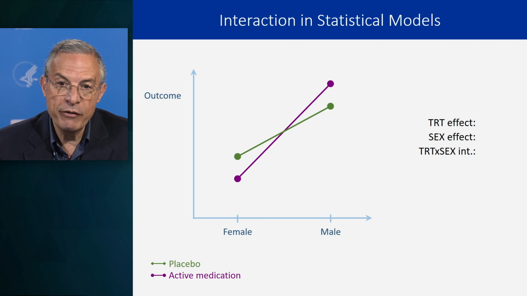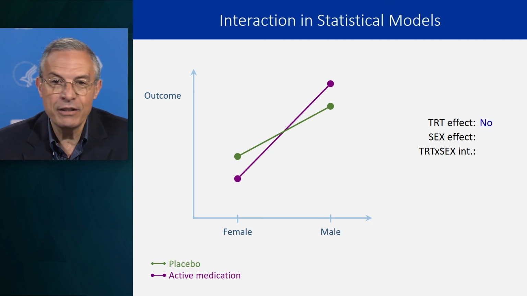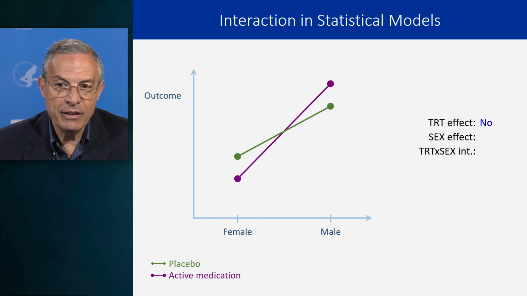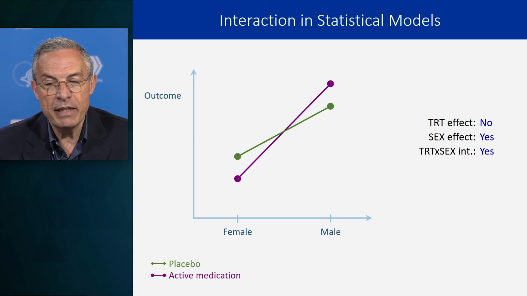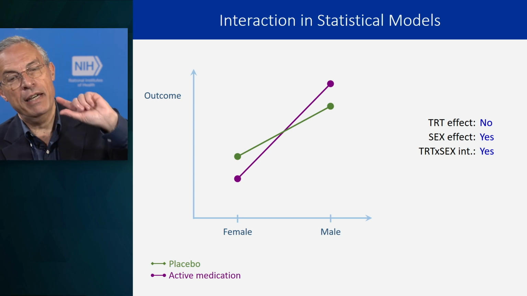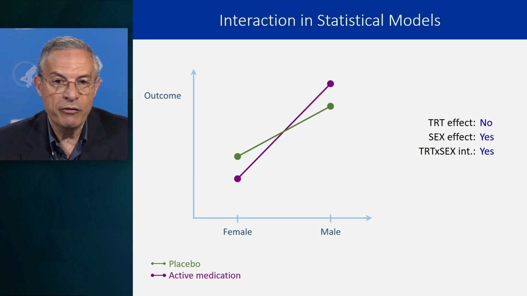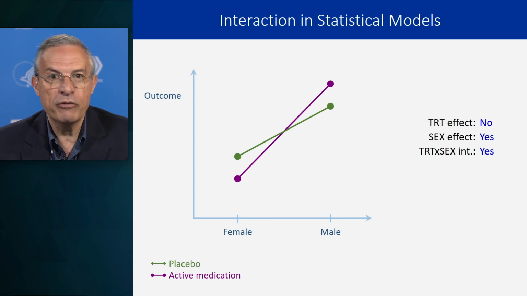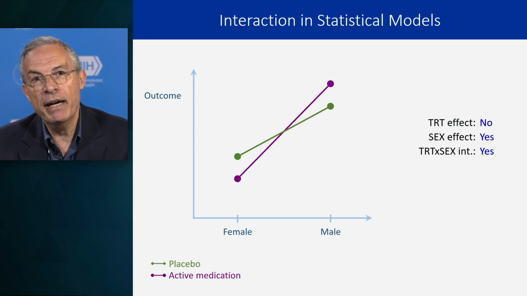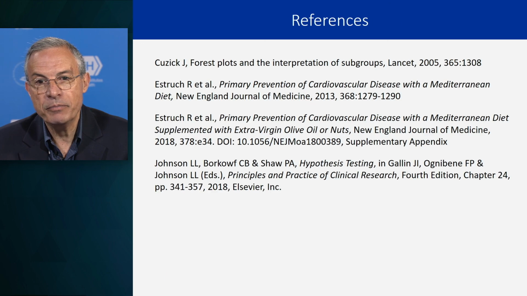Is there a treatment effect? No, because they cancel each other. Is there a sex effect? Yes, because females here smoke less than males. And is there a treatment by sex interaction? Yes, again, it flips. The medication is a little bit good for females and a little bit bad for males.